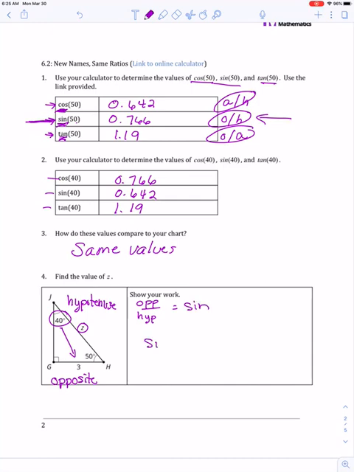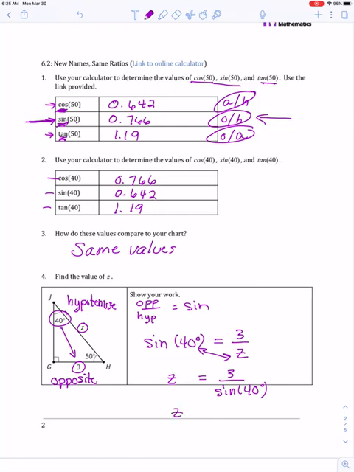So we have sine of 40 degrees, which is equal to opposite, so my opposite side is 3, over my hypotenuse side, which is z. And so remember, when we're dividing by the variable, flip-flop here. So I have z equals 3 over sine 40 degrees.